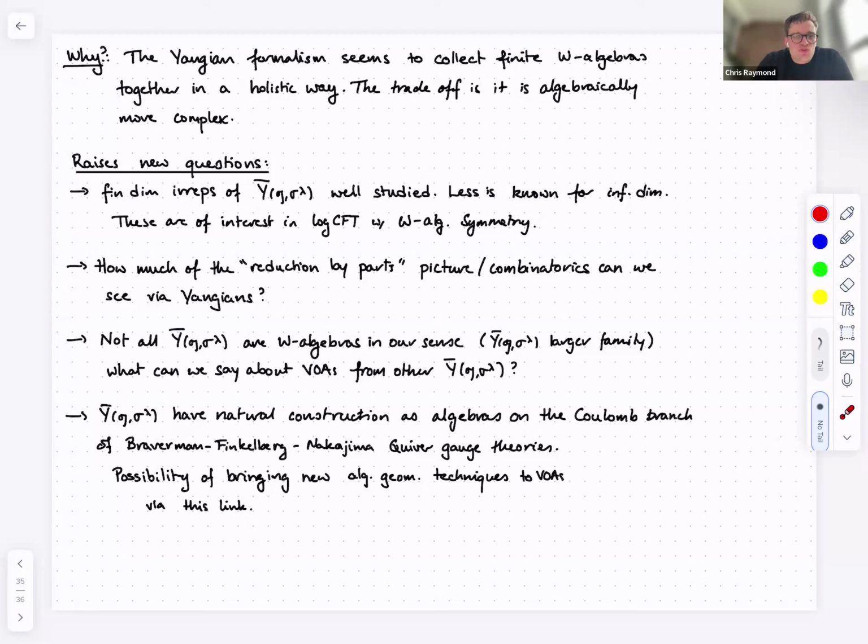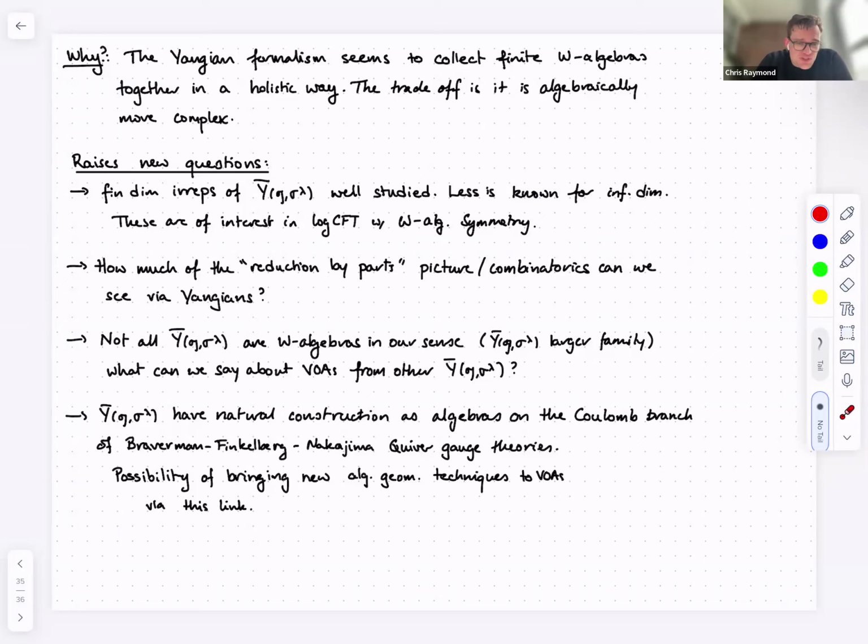How much of the reduction by parts picture or combinatorics, this sort of pairing, when can I do these two or three stage reductions, can I see via Yangians, right? I don't know if it's fully open, but I think it's pretty evident that Thibault and Naoki have taken ideas from this space, particularly in their use of pyramids, but I don't know if this correspondence is completely made concrete yet.